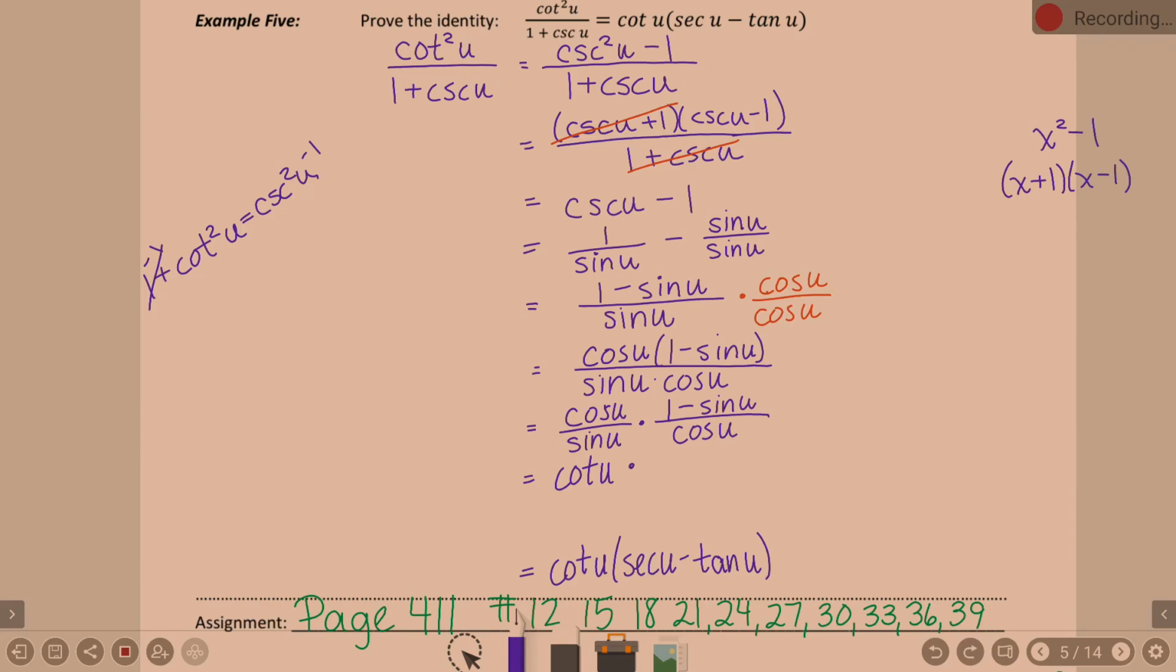Almost there. Now, we have 1 minus sine u over cosine u. I want to split this into two fractions. Separate the numerator. My common denominator is going to be cosine u, yes? And then what are we going to have? We're going to have 1 over cosine u minus sine u over cosine u.